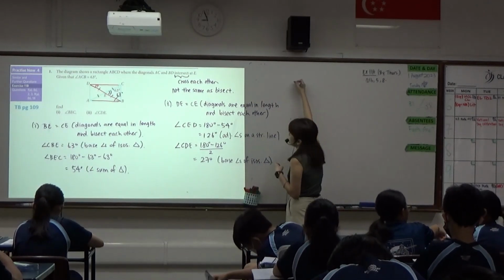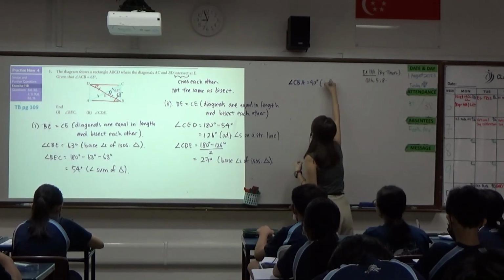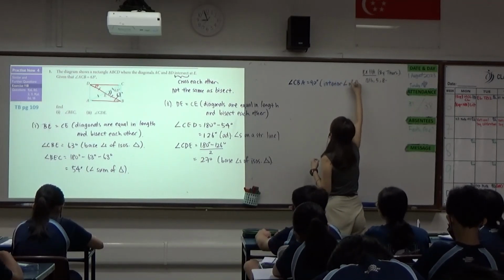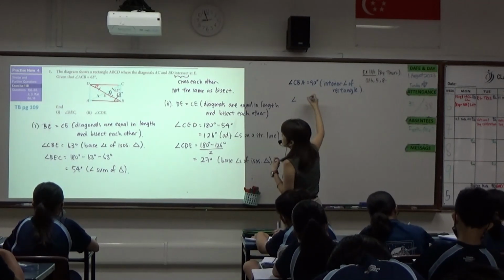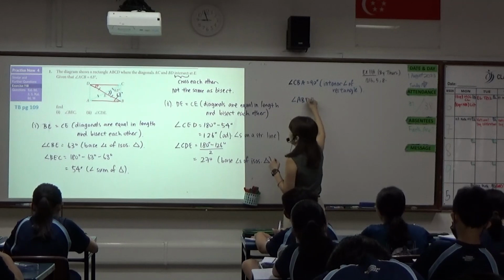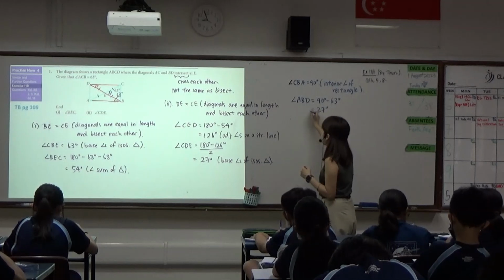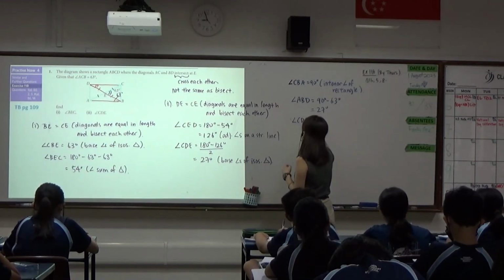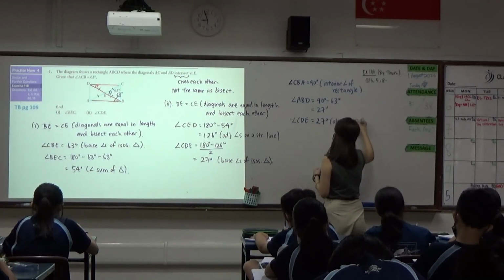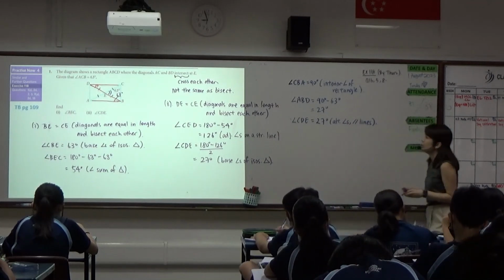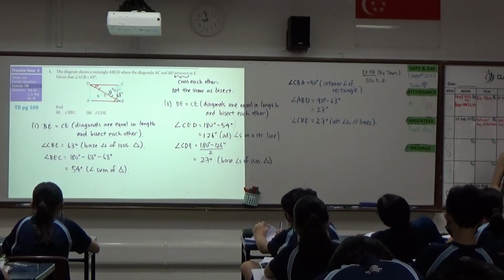Alternatively, our angle CBA is 90 degrees because it's an interior angle of a rectangle. Angle ABD equals 90 degrees minus 63, 27 degrees. And then angle CDE equals 27 because of alternate angles, parallel lines. Okay, so I think that's a good set.